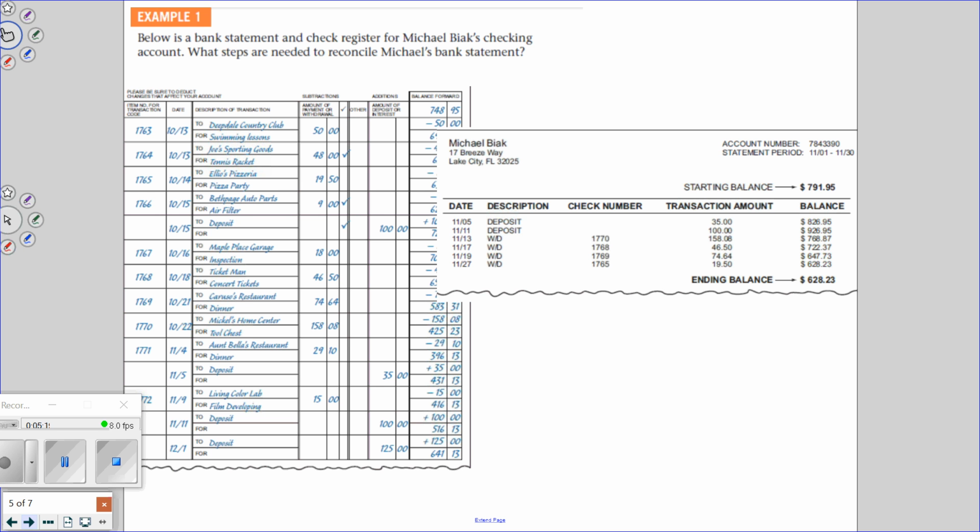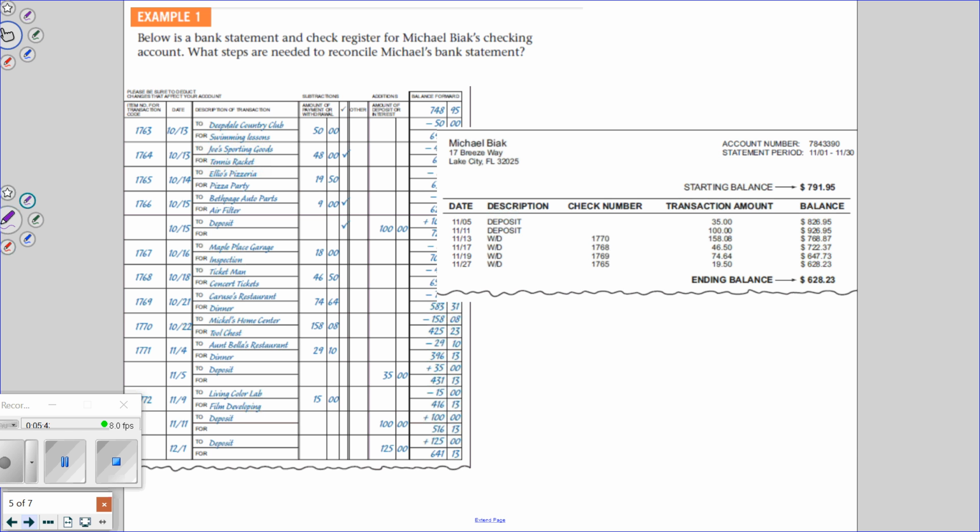Okay. So you have this in front of you, so hopefully it's a little larger than what I got up here. Sorry. All right, so below is a bank statement and check register for Michael's checking account. What steps are needed to reconcile Michael's bank statement? So we're going to play the little matching check game, okay? We're going to go through and check off, and see where we're at.